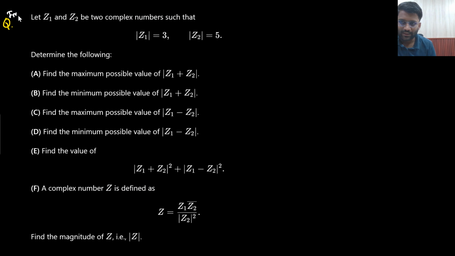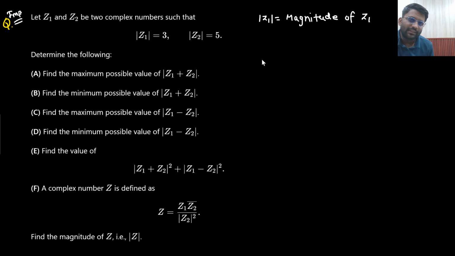It is very important. This kind of question could be framed in your GATE examination, and it actually is a GATE question. I just changed the data a bit. So Z1 and Z2 are given such that mod of Z1 equals 3, mod of Z2 equals 5. What does that mean? That means they have given the magnitude of Z1.